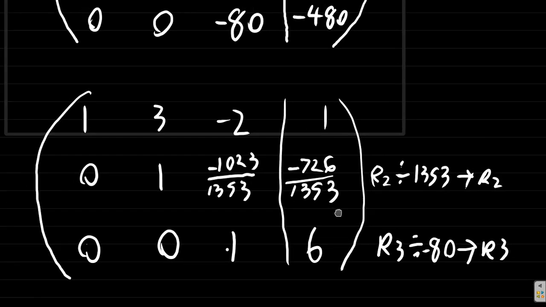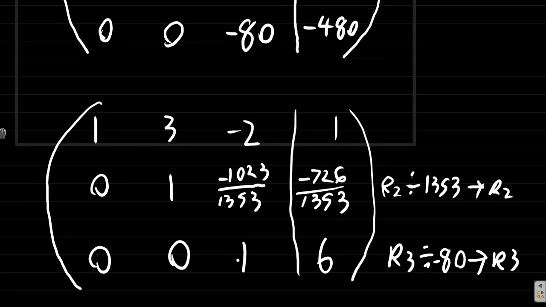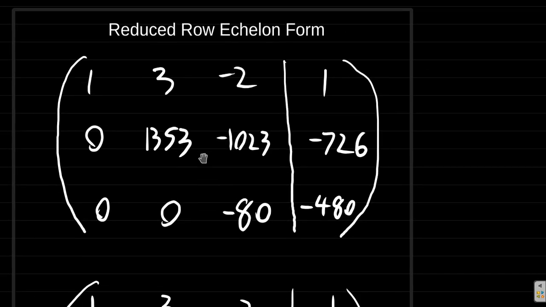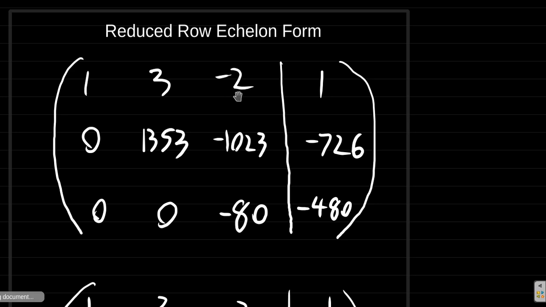This would be row echelon form, but it looks a bit awkward with these complicated looking fractions. Now, if you're asked to write this in reduced row echelon form, that would be another matter. You'd have to turn the 3 into a 0 and the negative 2 into a 0. Let's look at that in our next video.